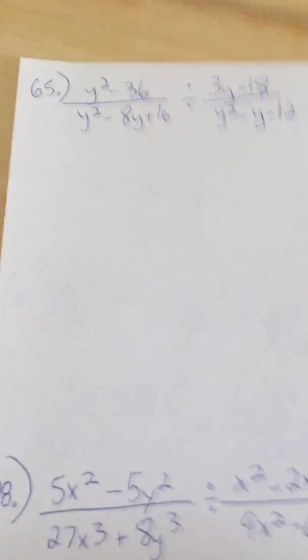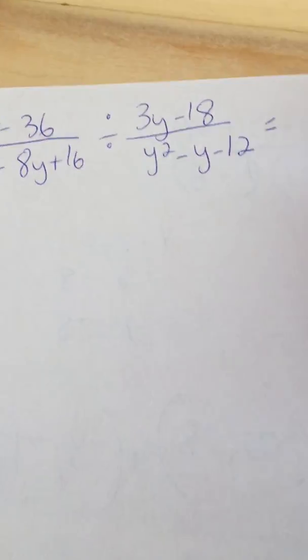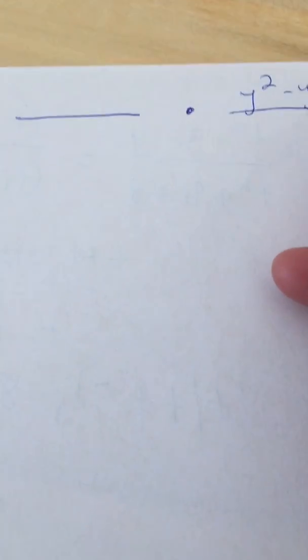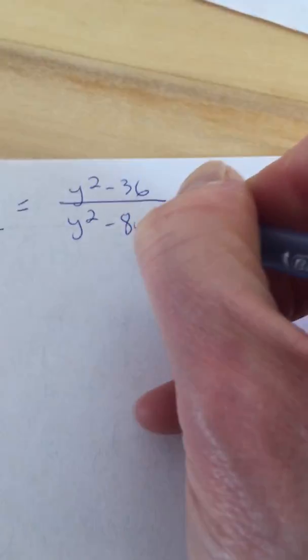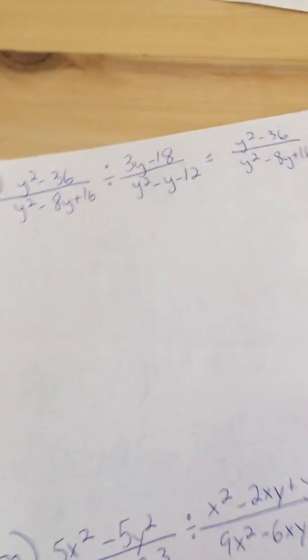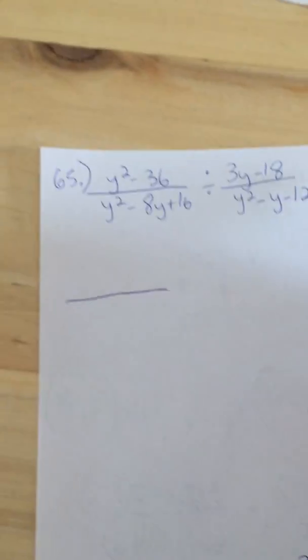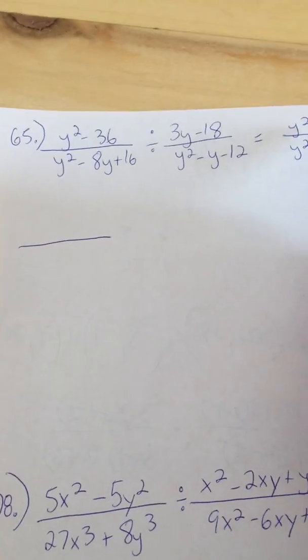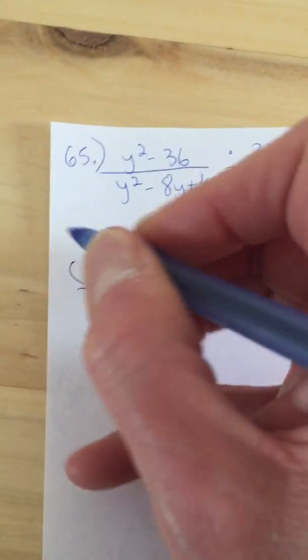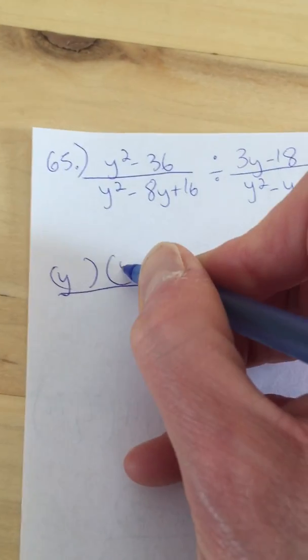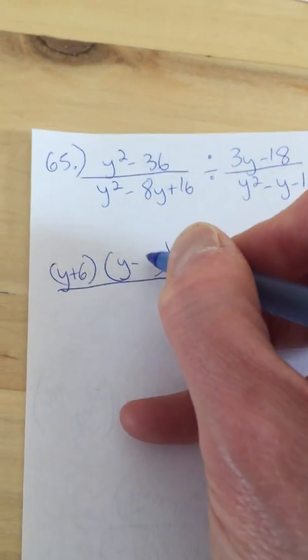And then this one over on this side, the first thing I'm going to do is flip this. So I'm going to do multiplication, the reciprocal. So I'm going to put y squared minus y minus 12 on the top and 3y minus 18 on the bottom. I'm going to keep these guys the same. And y squared minus 8y plus 16. Then I'm going to come down here and factor these. So I can tell that this is the difference of squares. So I'm going to have y and a y, and I'm going to have +6 and -6.